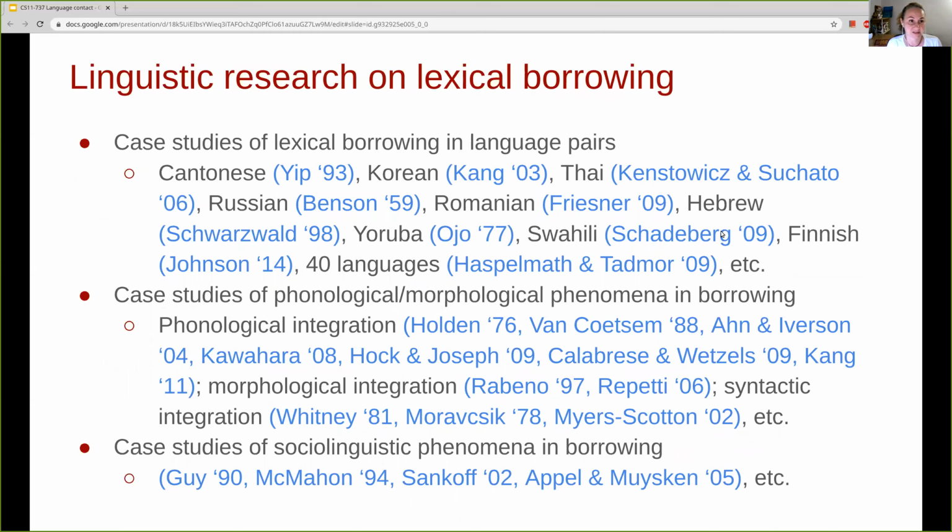Since borrowing is a pervasive linguistic phenomenon, it is also a fundamental research topic in linguistics. There are hundreds of papers and books on borrowing in specific language pairs. This research can potentially be used to build linguistically informed, better designed models that require less supervision than linguistically naive models.